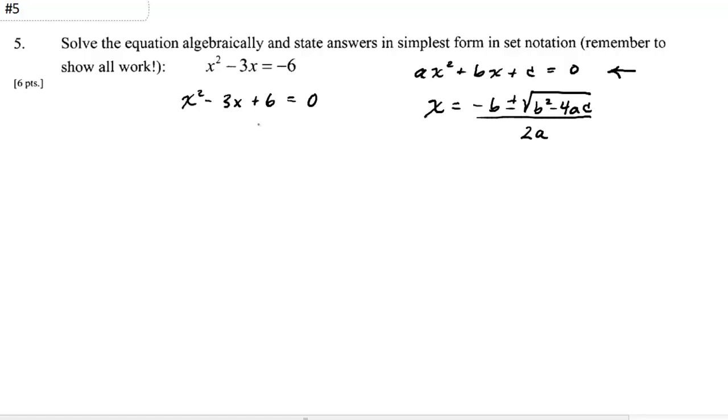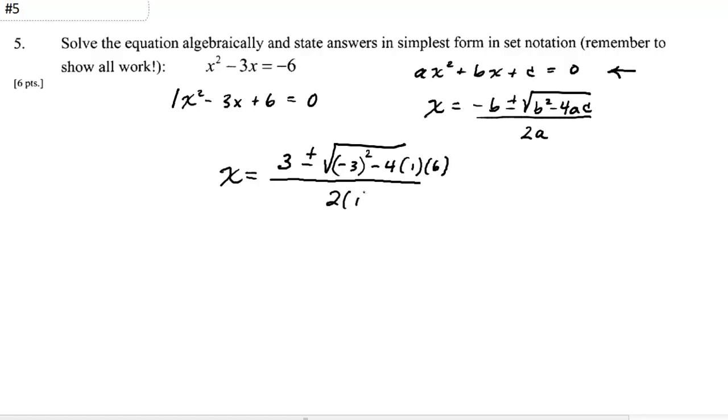We could complete the square on it, and I'll do that next. But for now, I will just point out that a is 1, b is negative 3, c is 6, and the whole quadratic equation is equal to 0, so we can use the quadratic formula. So x equals the opposite of b. b is negative 3, so the opposite of b is positive 3, plus or minus the square root of b squared, now let me put that in parentheses, minus 4 times 1 times 6 all over 2 times 1.